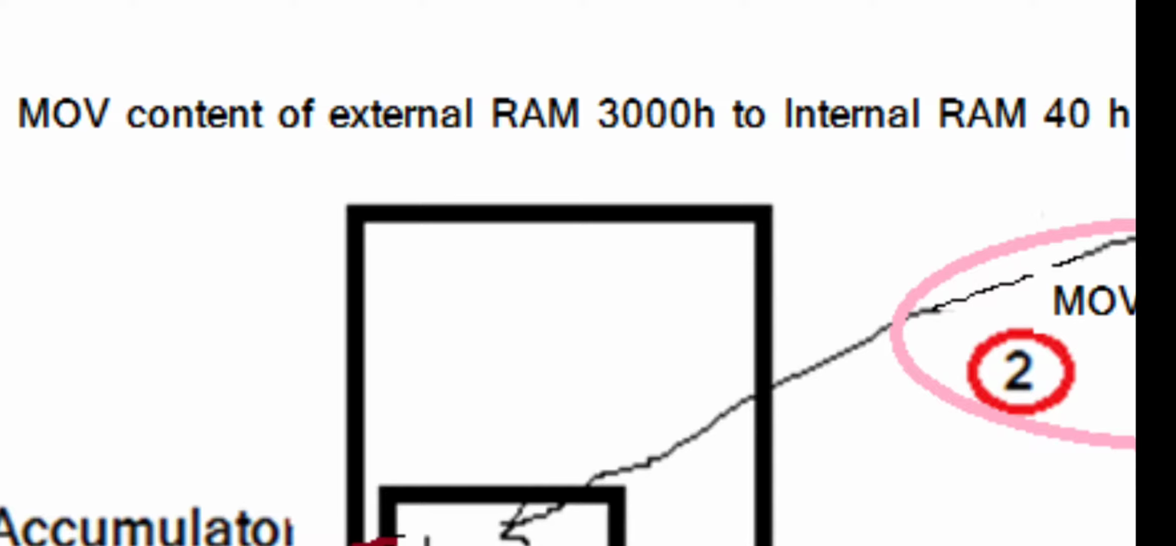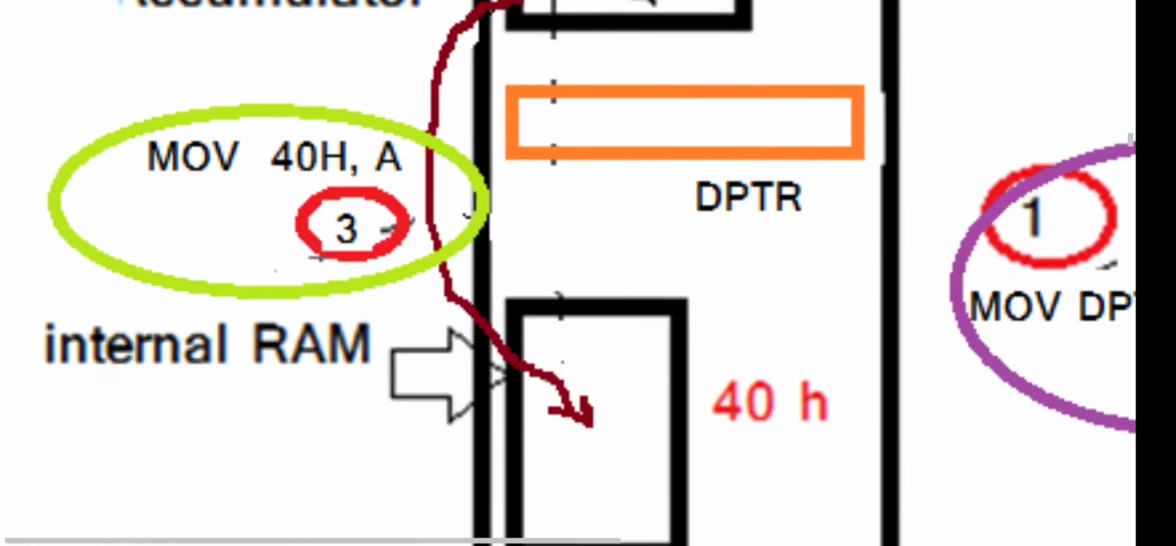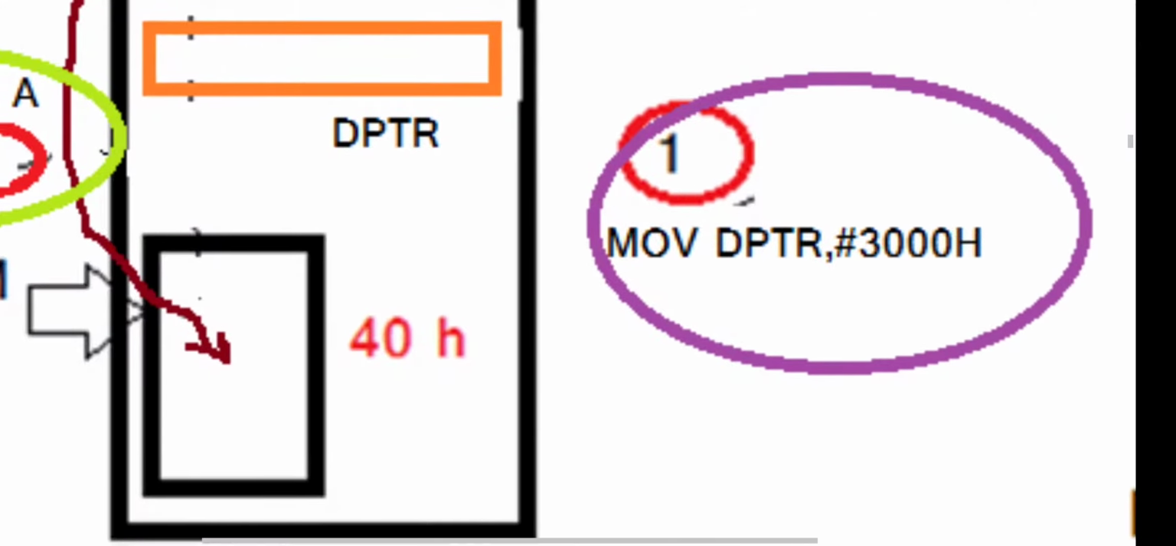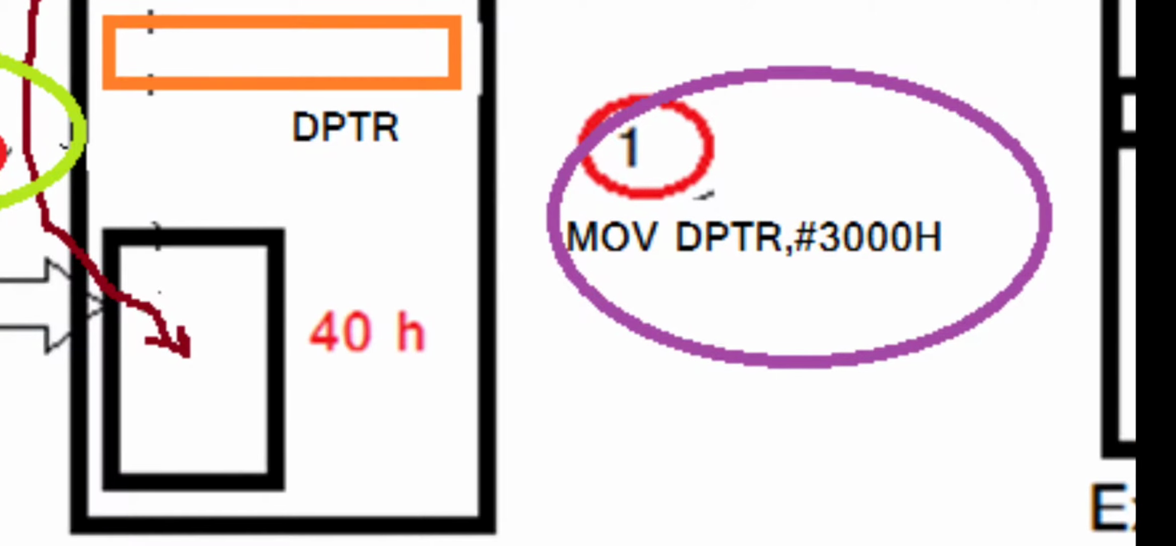So we cannot use R0 and R1 register here. So we have to use DPTR. So let us see what this graphic says. The first step is to load address into DPTR. So friends, we have not used R0, R1, but we have to use DPTR because the address size is 16 bit. MOV DPTR, #3000. So this will load 3000 into DPTR. Now DPTR has address, so now DPTR can point to that address and we can use indirect addressing mode.